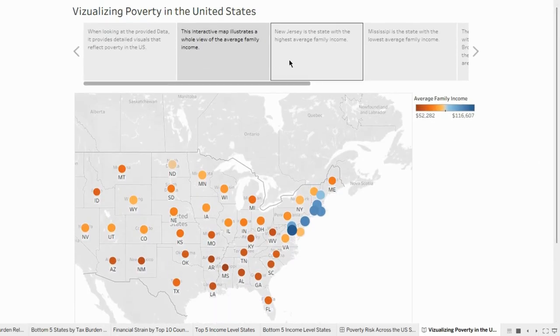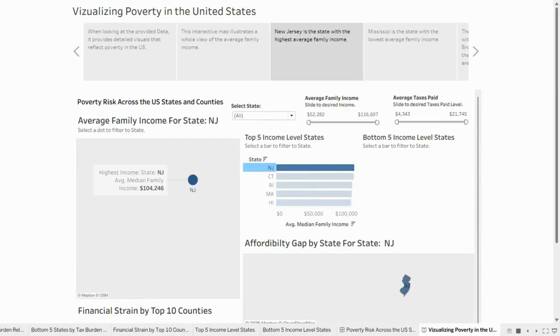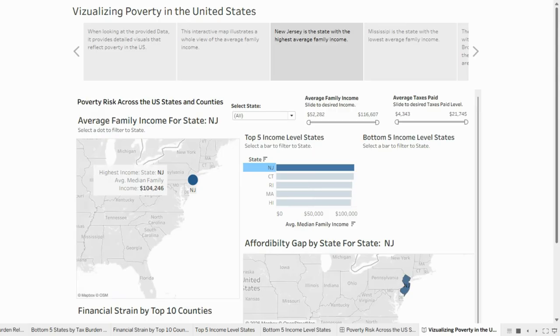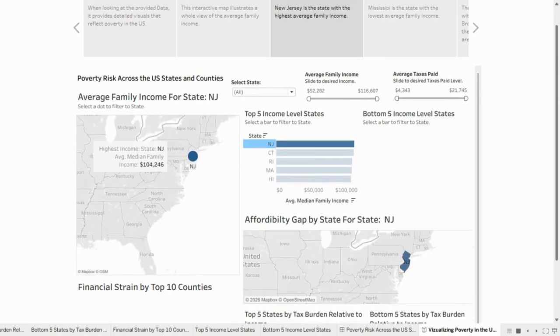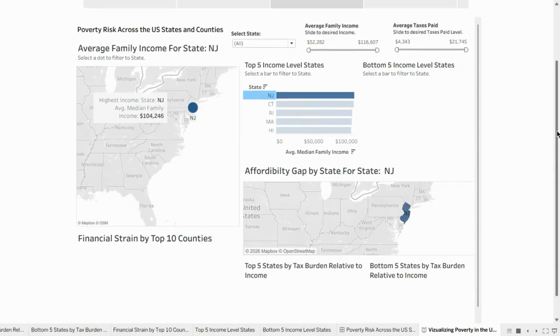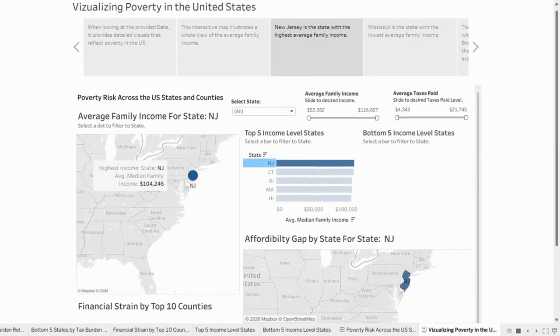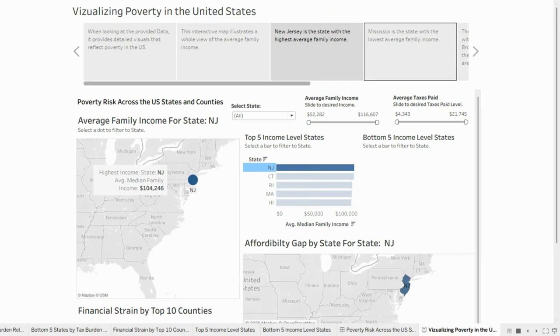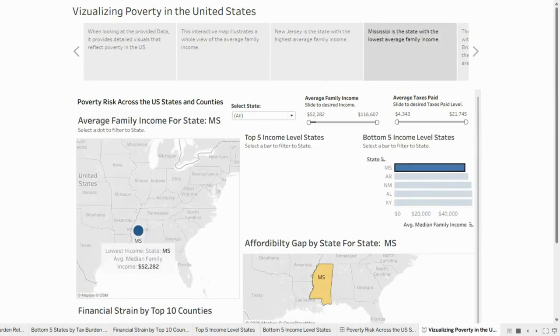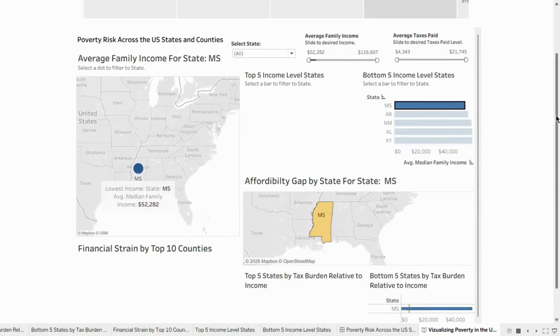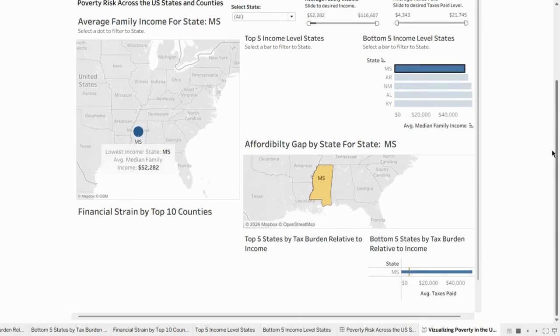And here we go to the third story point, where I have that New Jersey is the state with the highest average family income. This is noticeable from the sheets and interactive views. So we follow with my next point, which is that Mississippi is the state with the lowest average family income, which I have pointed out here to reflect just on this state. And then also notice over here that it's one of the bottom five states by tax burden relative to income.